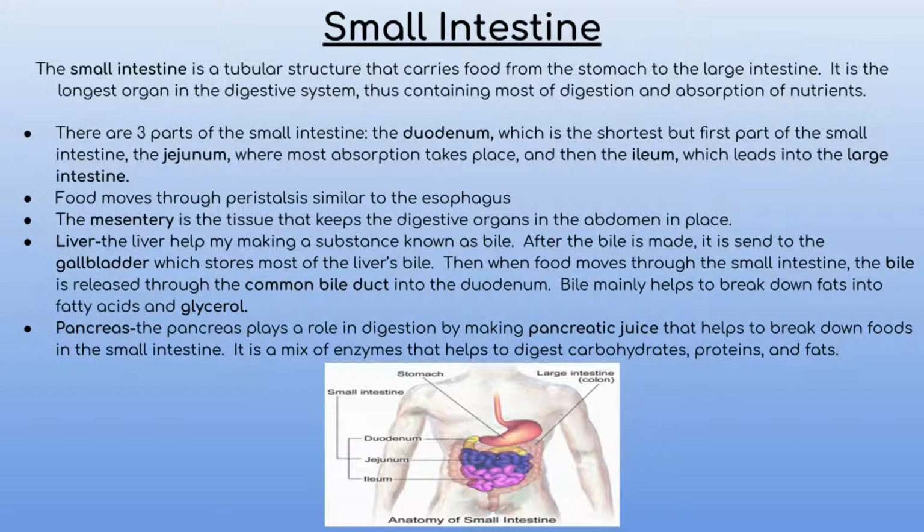There are 3 parts of the small intestine: the duodenum, which is the first and shortest part, where it connects to the jejunum, where most nutrient absorption takes place, and finally the ileum, which connects to the large intestine. Food moves along through peristalsis, similar to the esophagus. The tissue that keeps the intestines in place is called the mesentery.